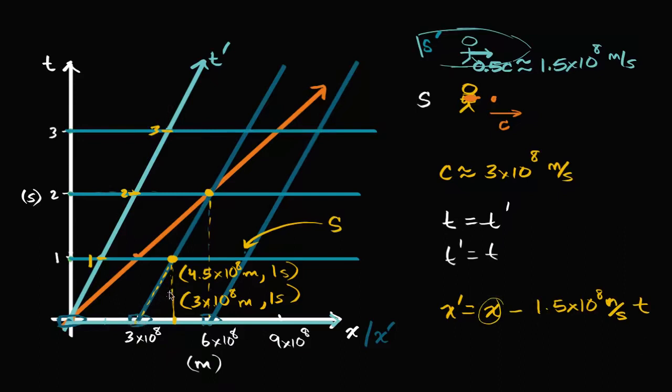So this might get a little bit confusing, and the key here is really to try to draw this yourself and really try to plot points and think about how they are different coordinates in the different frames of reference, or different time-space coordinates in the different frames of reference.